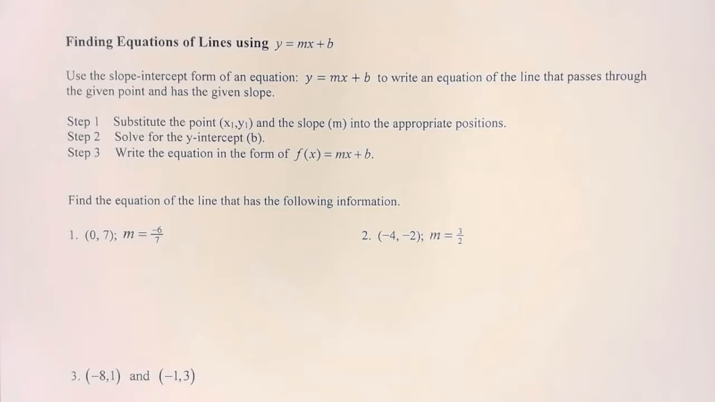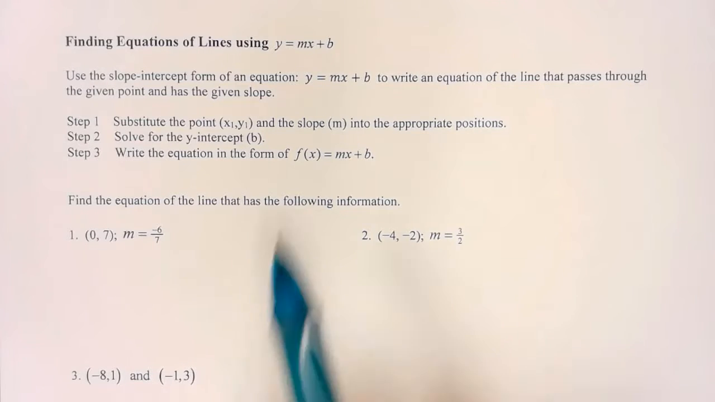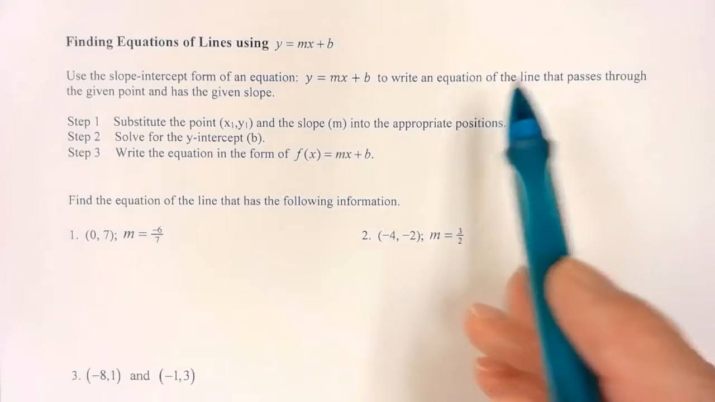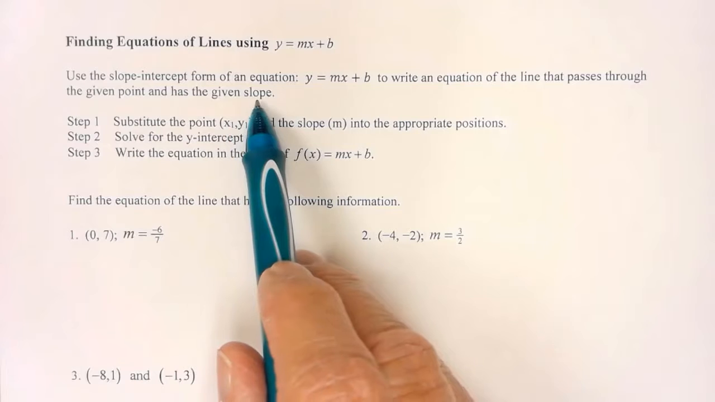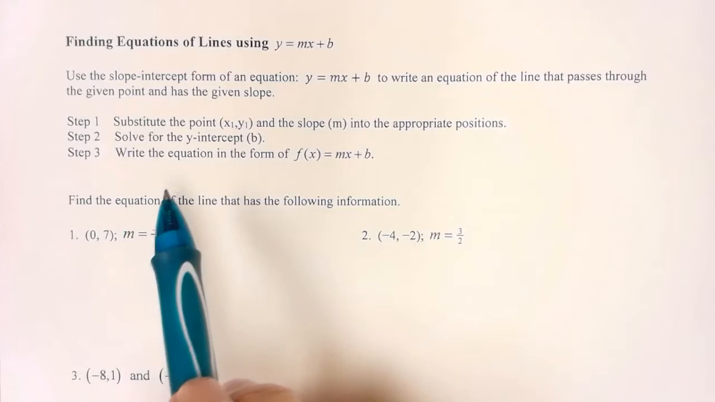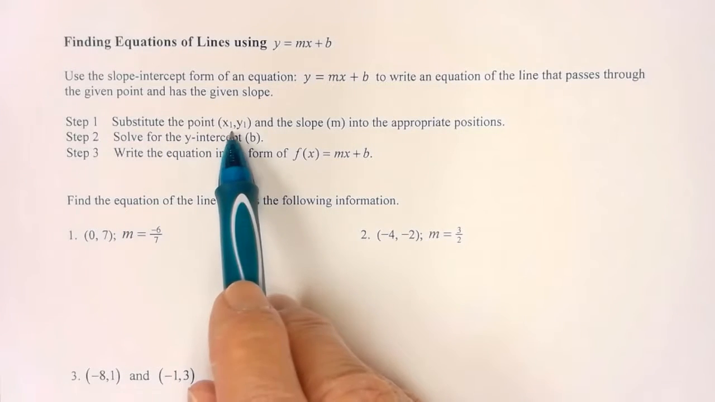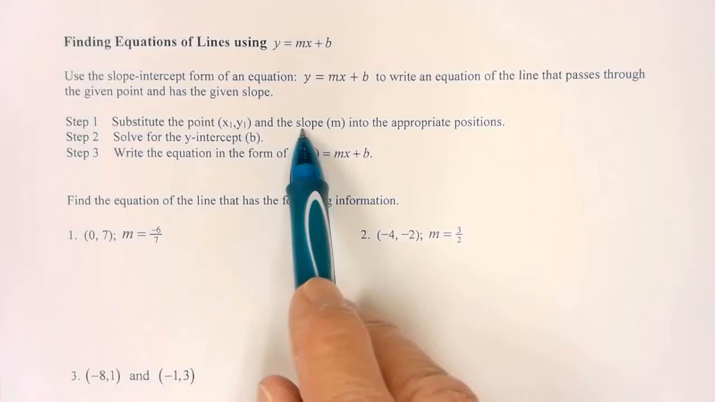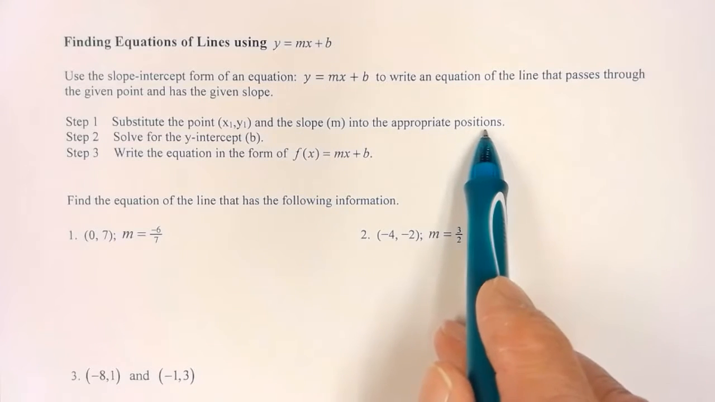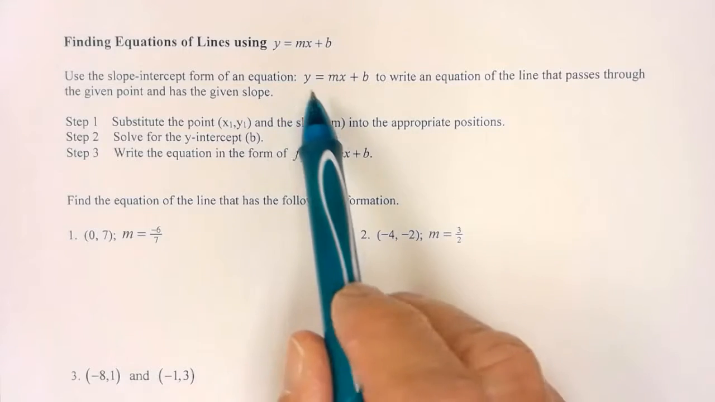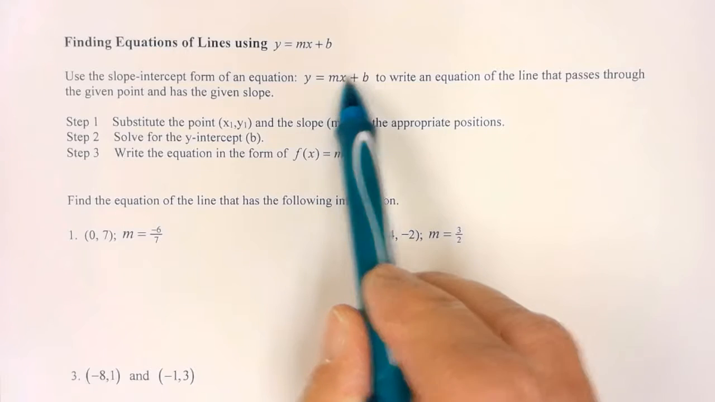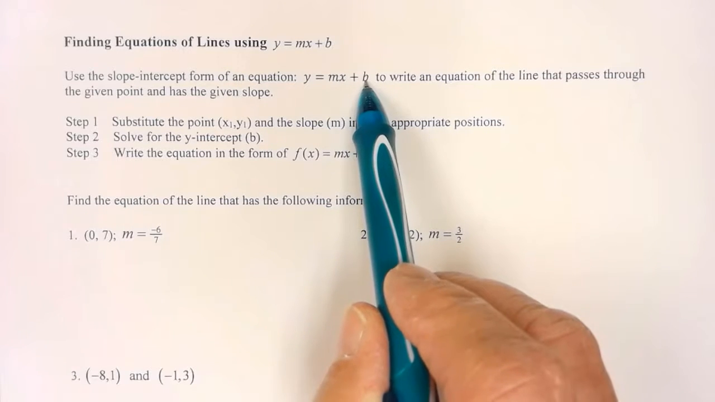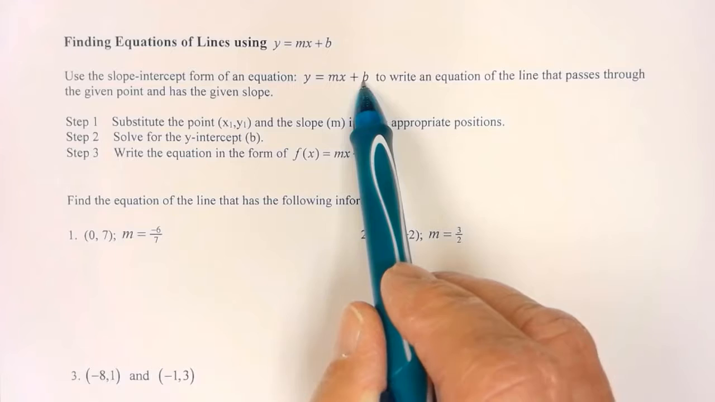We are going to find equations of lines using y equals mx plus b, or your slope-intercept form. To write an equation of the line that passes through a given point and has a given slope, we have 3 steps we have to complete. Substitute the point (x sub 1, y sub 1) and the slope m into the appropriate positions. If you'll notice, if I substitute in y here, slope here, x here, then all I have is one variable left, and I can solve for that.